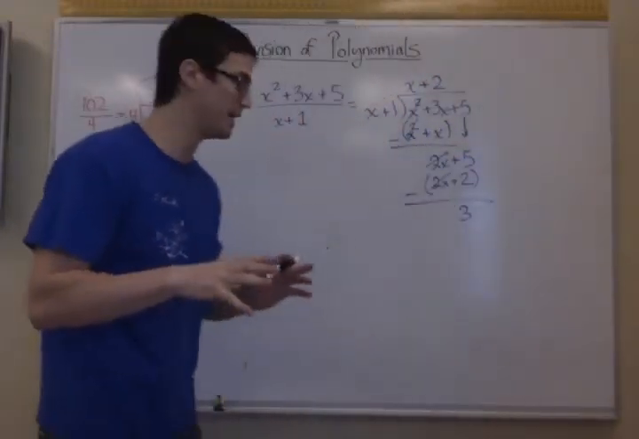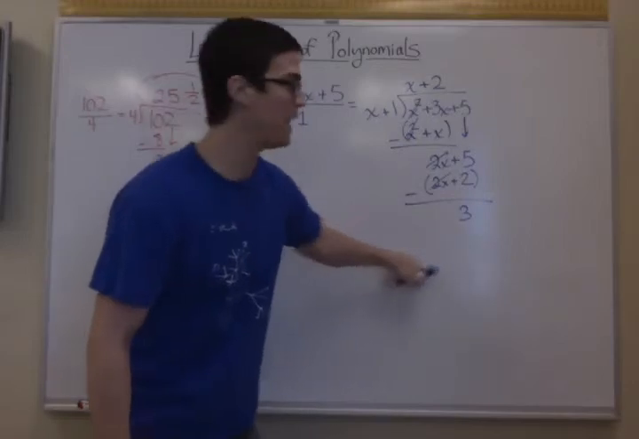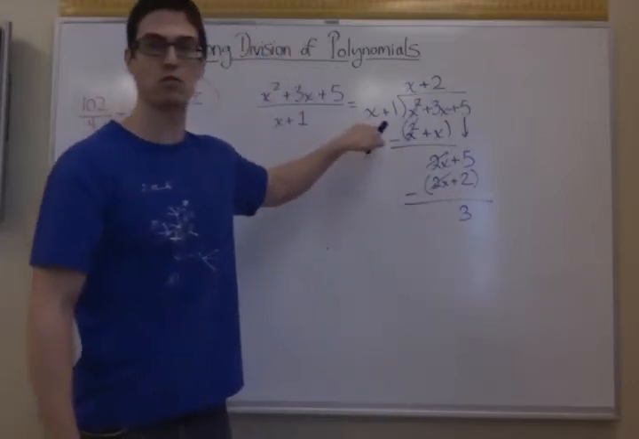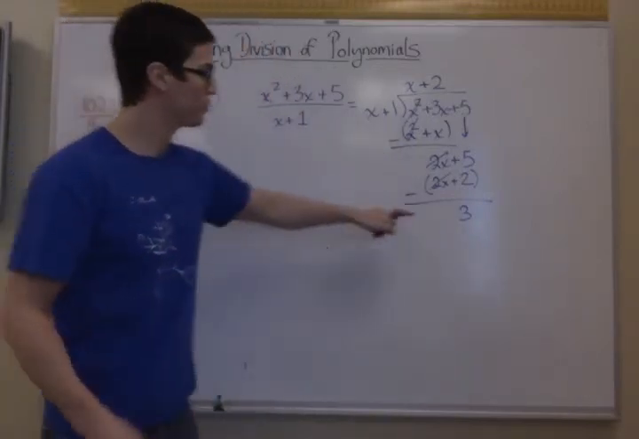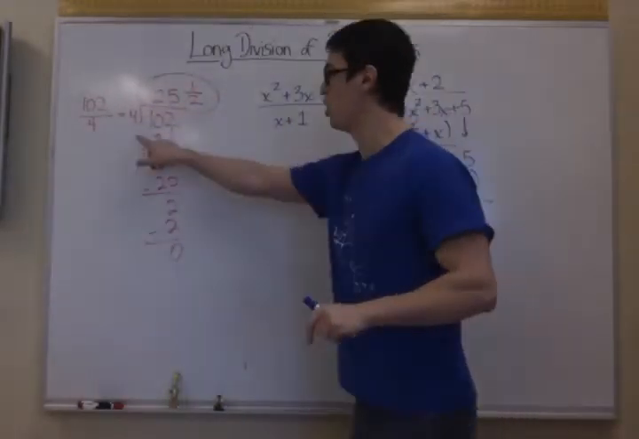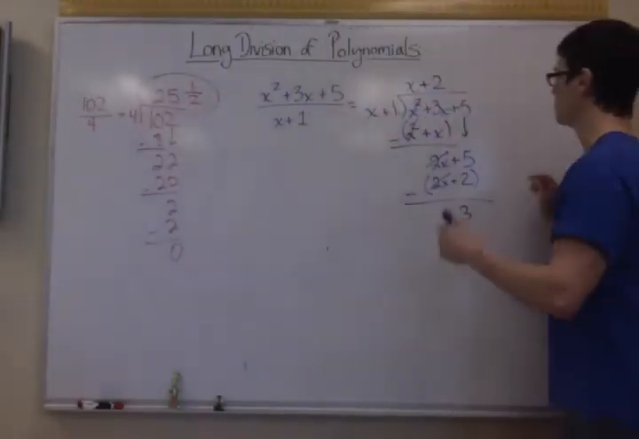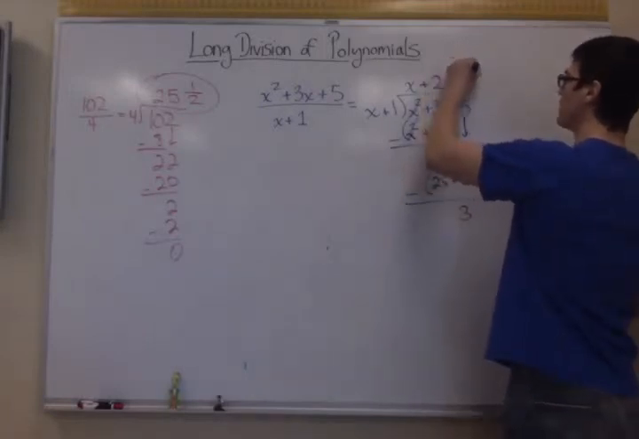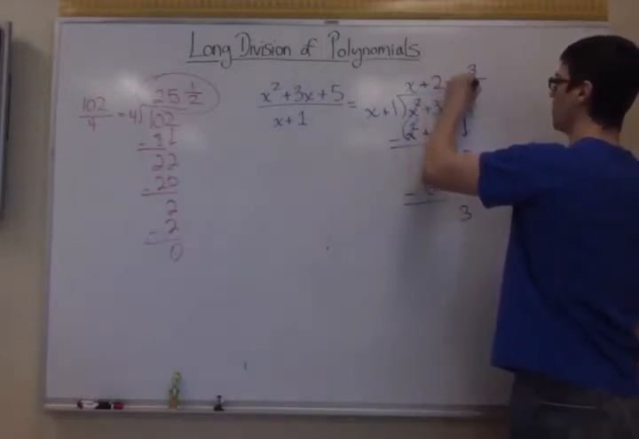Remember, the remainder is how much we have divided by the whole of the x plus 1. So if you want, you can write it as 3 over x plus 1, just like we did before with the 2 over 4 to get the 1/2. So we're going to do plus 3 over x plus 1.